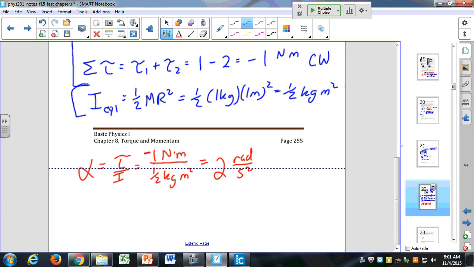You can go through the units if you want, and you'll see that you are left with just a 1 over a second squared. So it's 2 radians per second squared, and because it is negative, it's going to be clockwise direction. I'll ask you explicitly what is the magnitude and the direction.